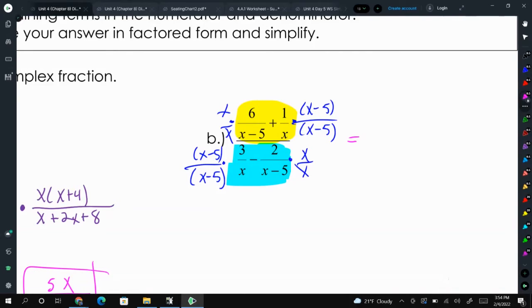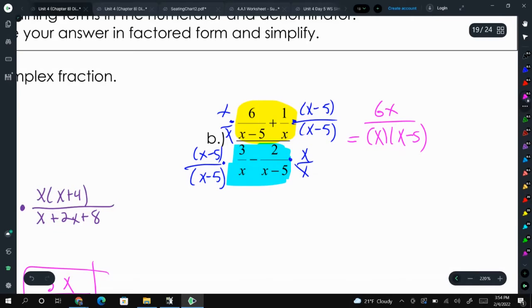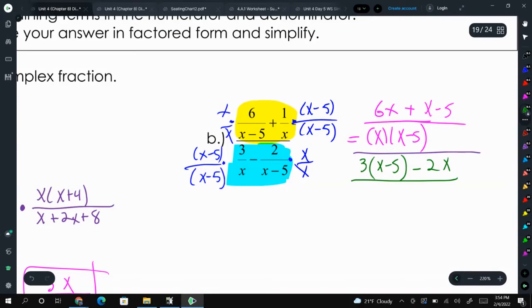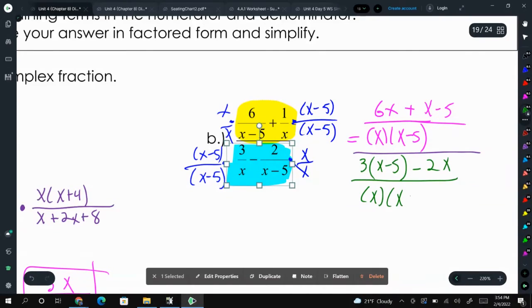So in my numerator, I'm going to get 6x over x times x minus 5 plus, and I'm combining this as one fraction, plus x minus 5 over. And then I'm going to get 3 times x minus 5 minus 2x over x minus 5.